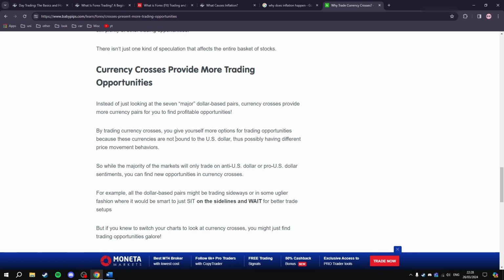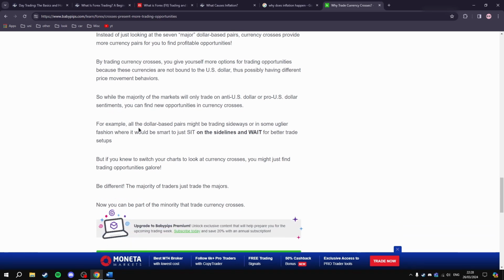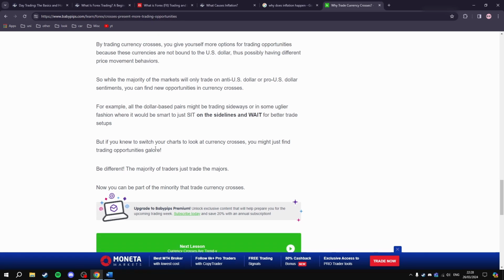Because they're not bound to the US dollar, currency crosses possibly have different price movement patterns. So whilst the majority of the markets only trade on anti-US dollar or pro-US dollar sentiments, you can find new opportunities in currency crosses. For example, all of the dollar-based pairs might be trading sideways or in some uglier fashion where it would be smart to just sit on the sidelines or wait for better trade setups. But if you knew to switch your charts to look at currency crosses, you might just find trading opportunities galore.